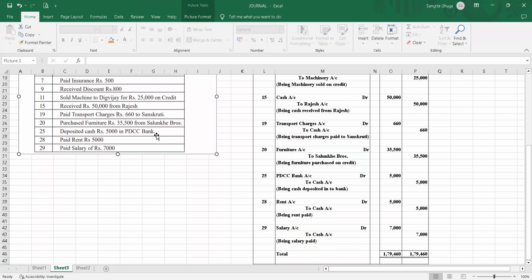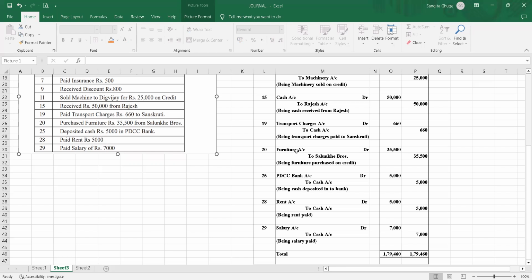Purchased furniture rupees 35,500 from Salunke Brothers. Okay, so here this is also a credit transaction. You didn't pay any amount for purchasing furniture. It is on credit. Okay, so purchase of furniture is not purchase of goods. So remember, purchase account is not debited here. You have to debit furniture account, as furniture is your capital expenditure. You can't purchase furniture day by day. Okay, so furniture is your asset.